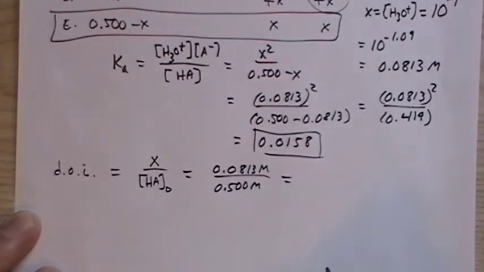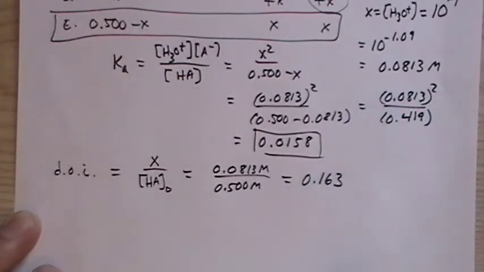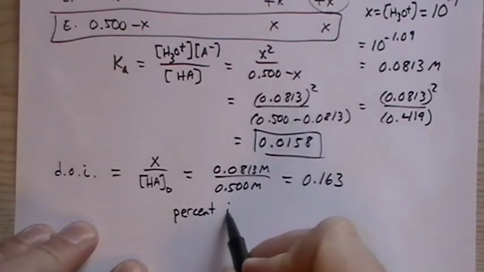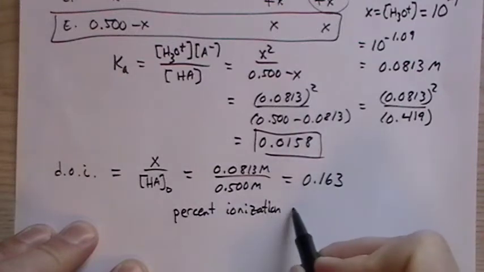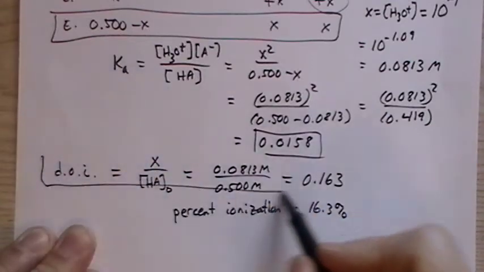And then we end up with 0.163. So the percent ionization, and I believe that's mentioned in your book, is just going to be equal to 16.3%. So the degree of ionization is what we are after.